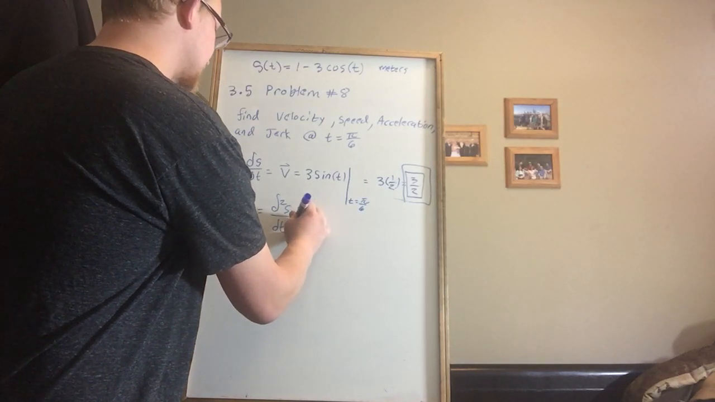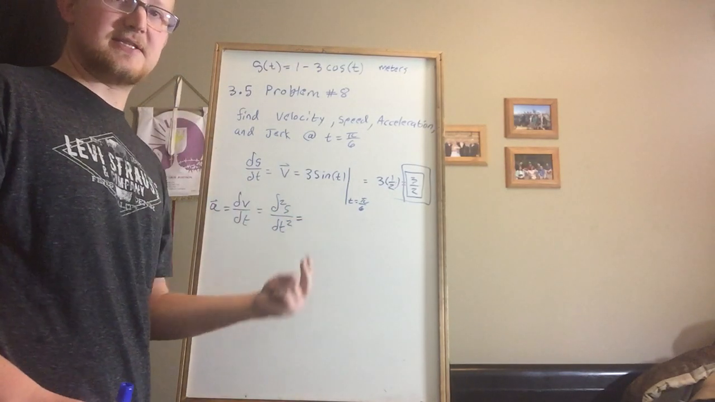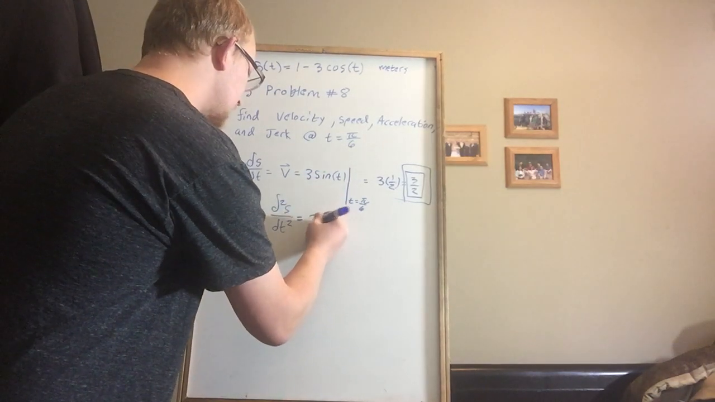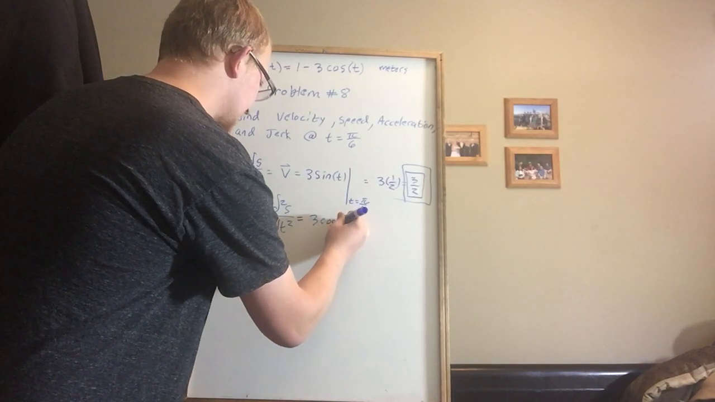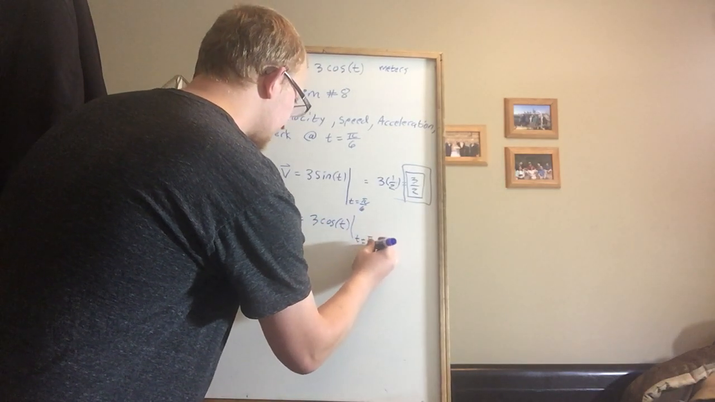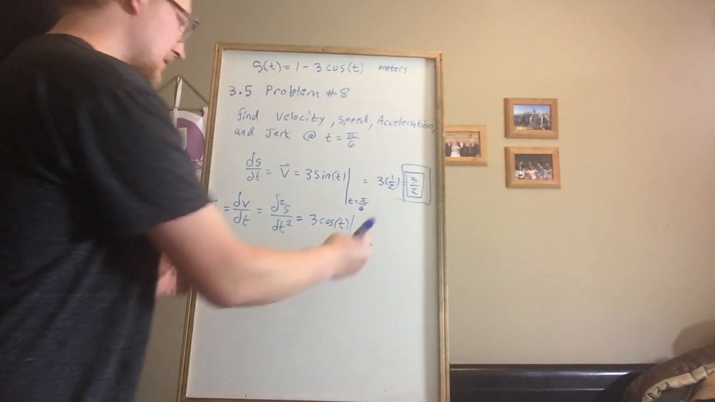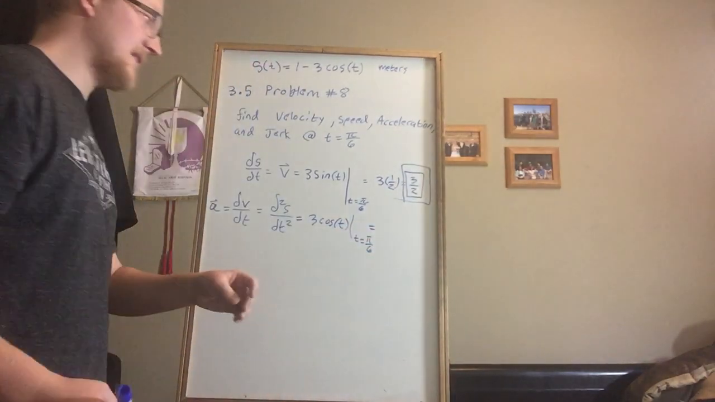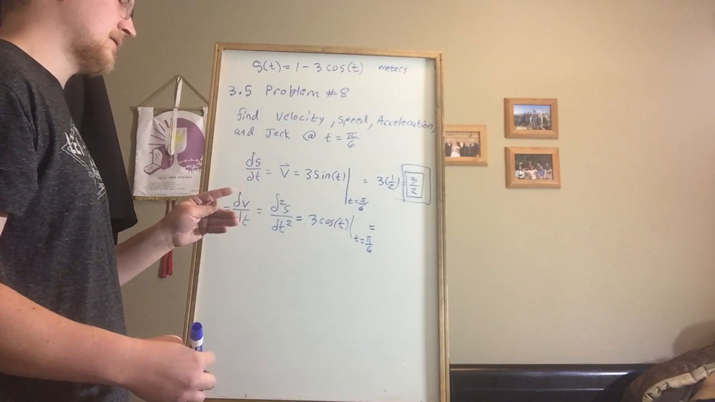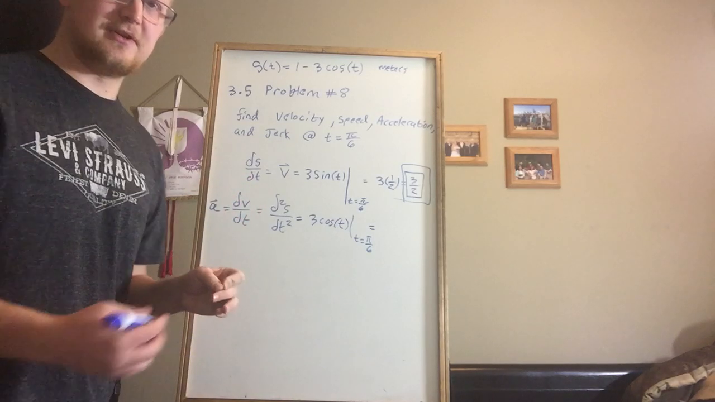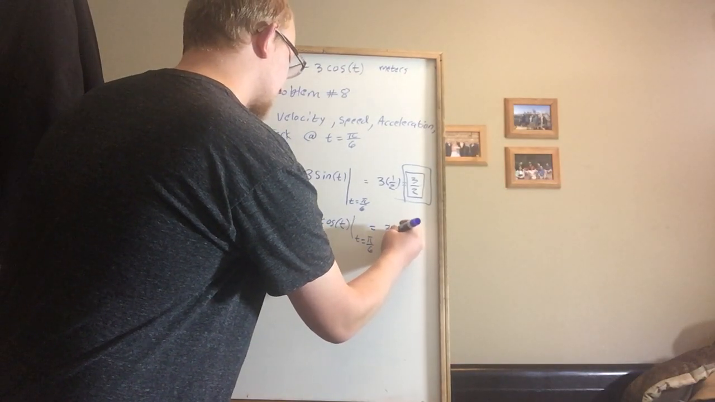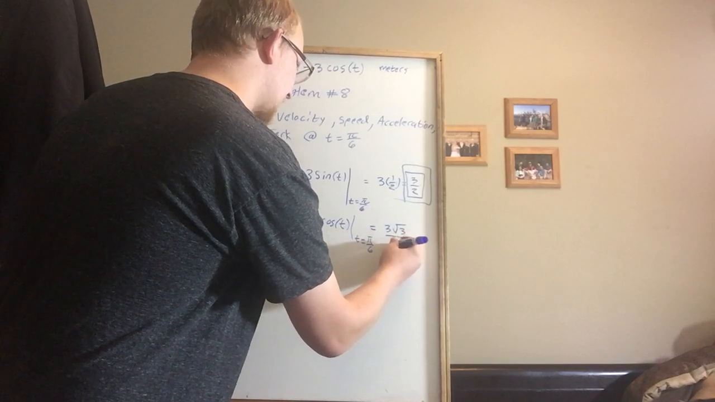So d2s dt squared is going to be the derivative of velocity. The derivative of 3 sine of t is, the constant stays out, 3, the derivative of sine of t is cosine of t. So we have 3 cosine of t, and we're evaluating it at the time t equals pi sixth. Now cosine of pi sixth is root 3 over 2, I believe. So now we have the constant 3 times root 3 over 2.